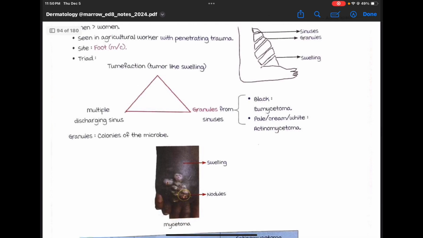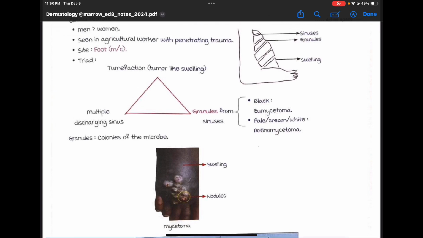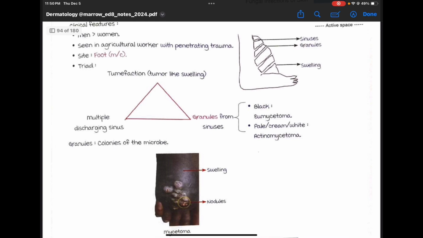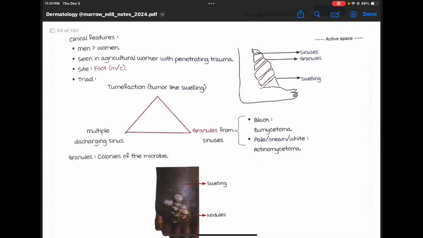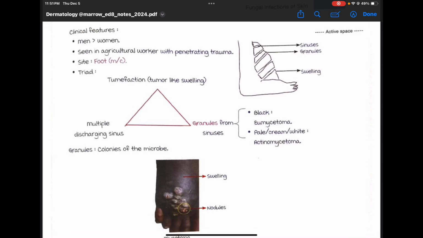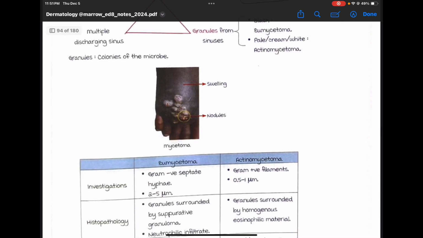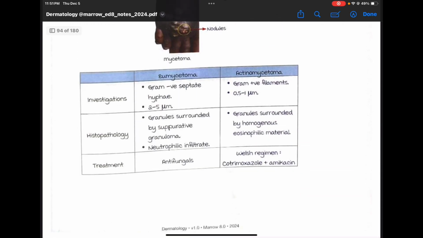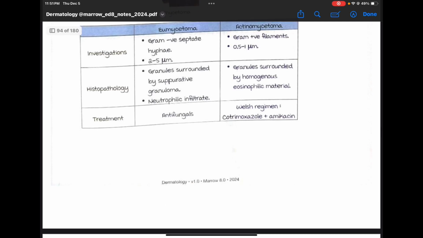Sinuses, granules, swelling. I have seen this in beggars a lot. Mycetoma and actinomycetoma. Investigations: eumycetoma shows septate hyphae 2 to 5 micrometer, actinomycetoma shows gram-positive filaments. Histopathology: granules surrounded by suppurative granuloma, neutrophilic infiltrate, granules surrounded by homogeneous eosinophilic material. Treatment: antifungals; Welsh regimen.